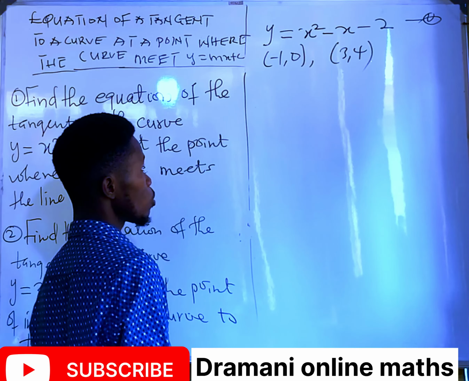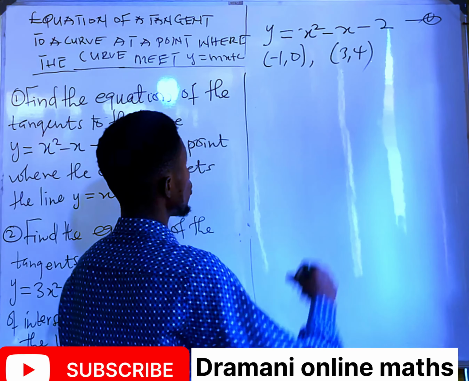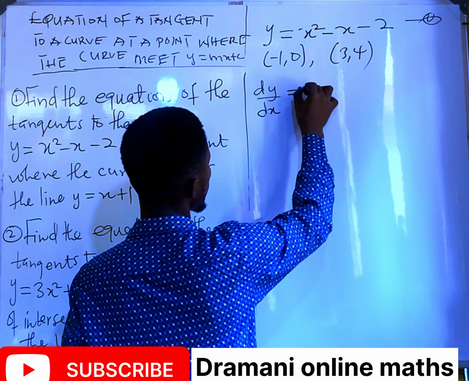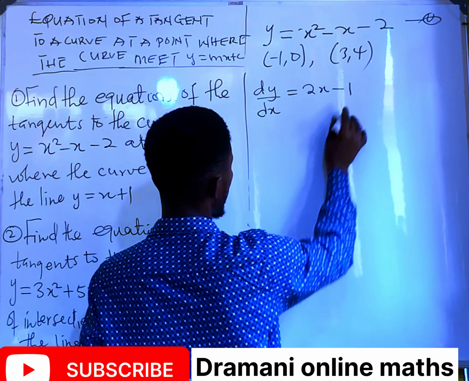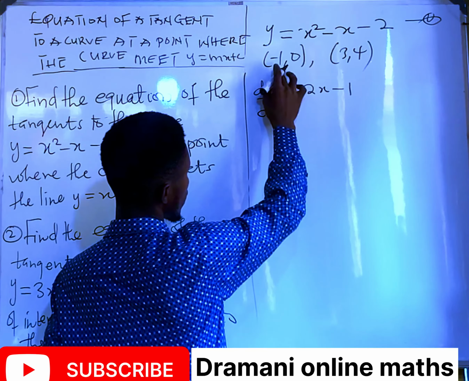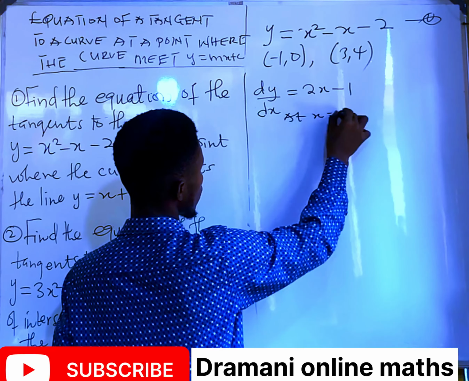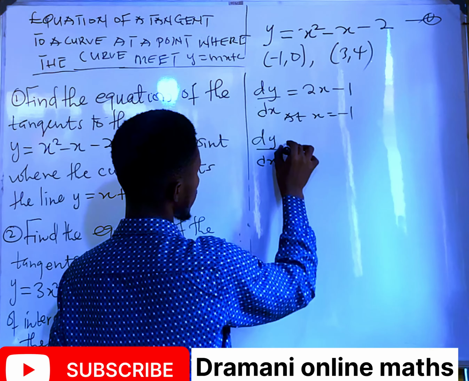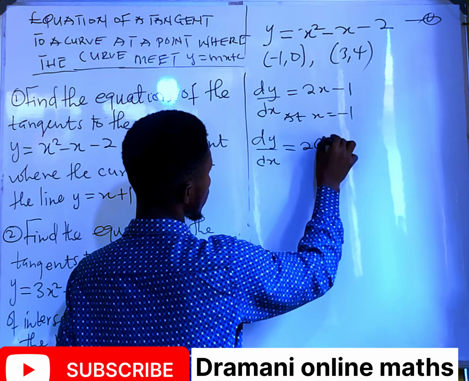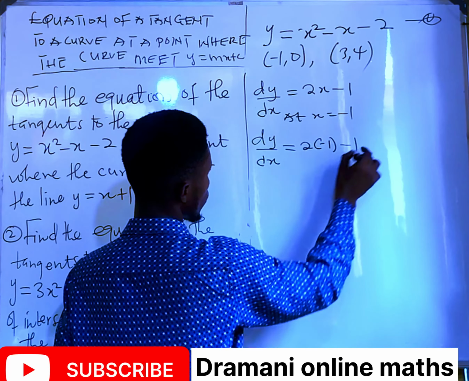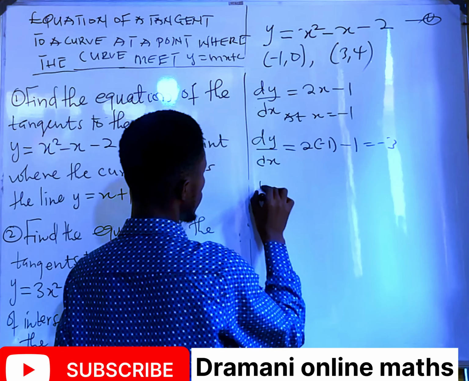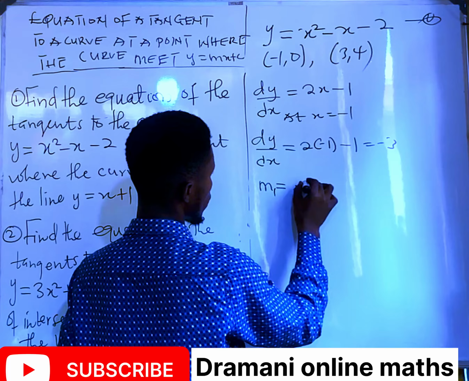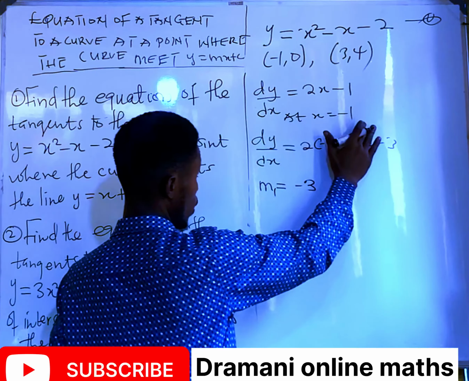So in the first place, we need to get the gradient. So we need to differentiate this one. So dy dx is equal to 2x minus 1. So at x equals negative 1, what do we get? We are going to have dy dx equal to 2 times negative 1 minus 1, which will give you negative 3. So my gradient, let me name this one m1, is negative 3. That's at x equals negative 1.